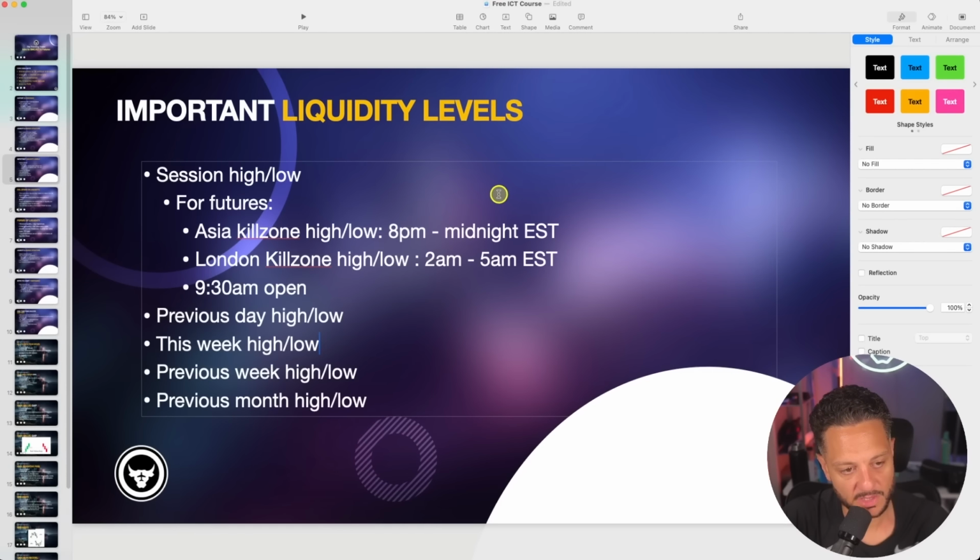That right there is all you need to pay attention to in terms of which levels to draw your buy side and sell side liquidities at. That's it. You don't need to know patterns. You don't need to know any of that.